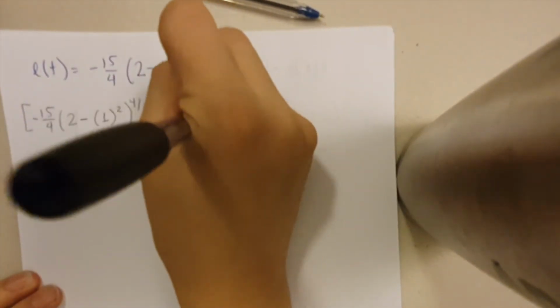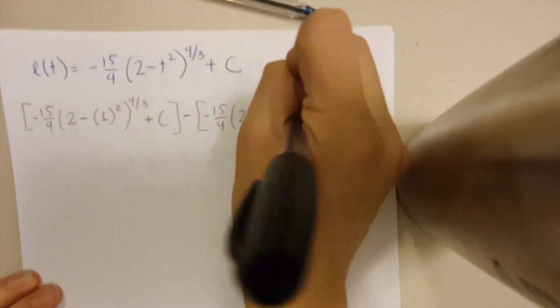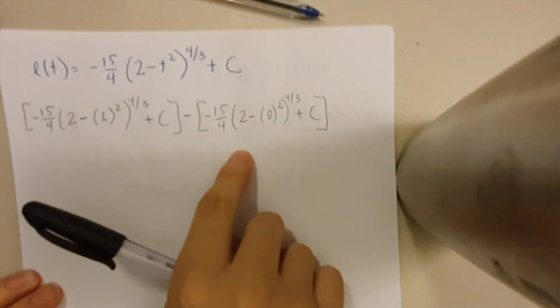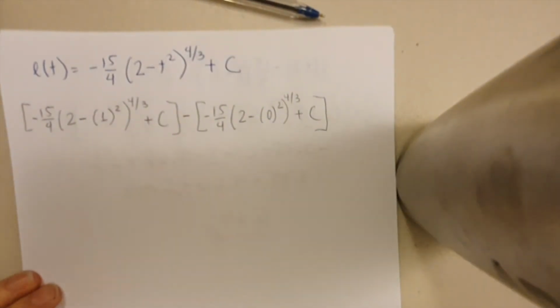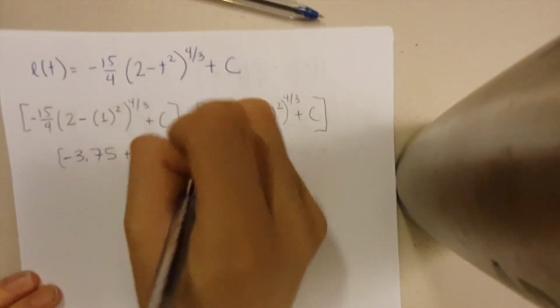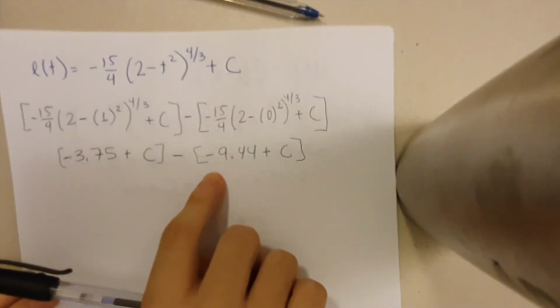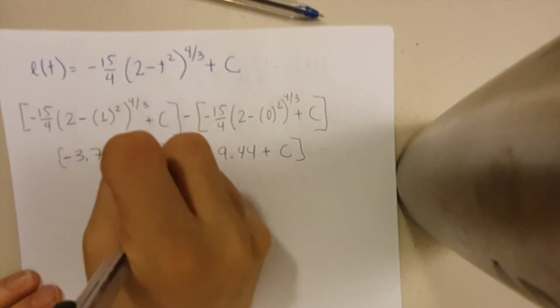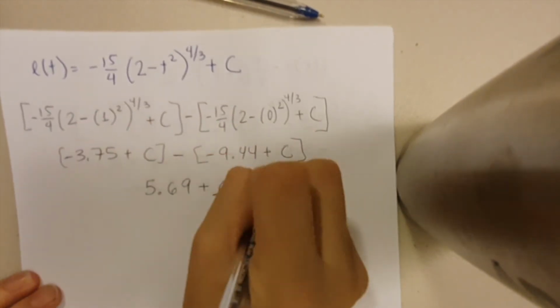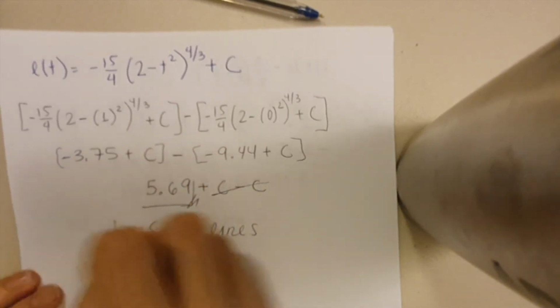The final step is to evaluate both values in our integrated formula. Our first value was 1, and after substituting 1 in the formula, I got negative 3.75 plus c. When I did the same with the second value, which was 0, I got negative 9.44 plus c. Lastly, we only needed to subtract these numbers, which were negative 3.75 minus negative 9.44, and as we can see, the c's cancelled. We were only left with 5.69, which means that our final result is 5.69 lines of code.